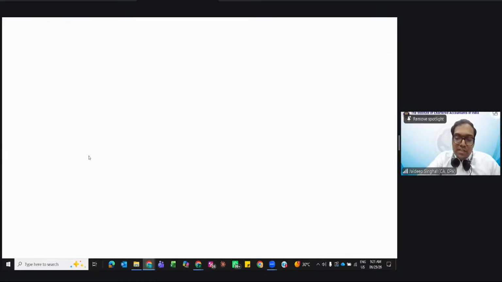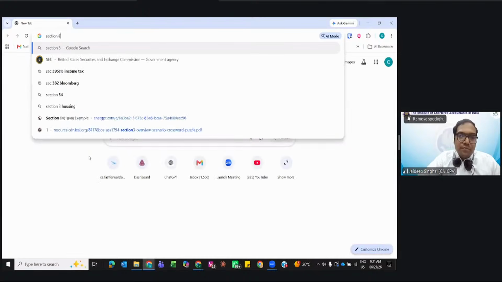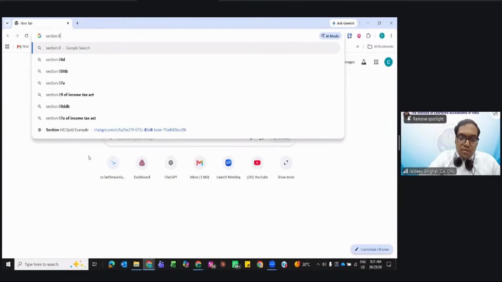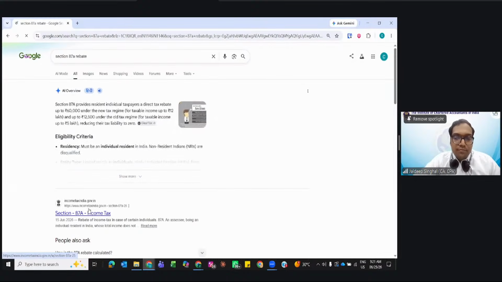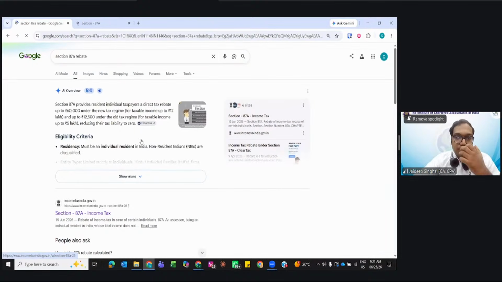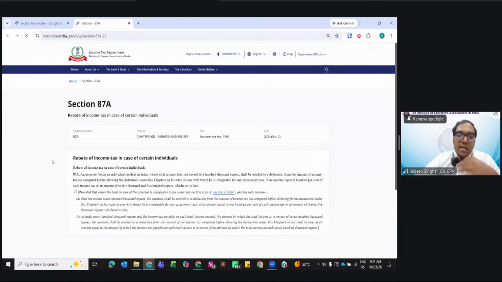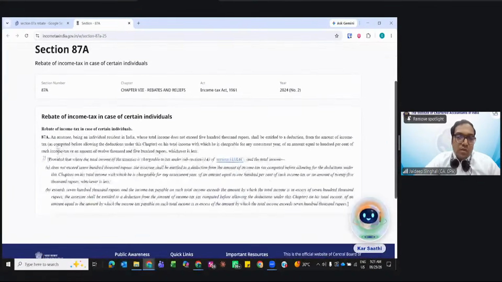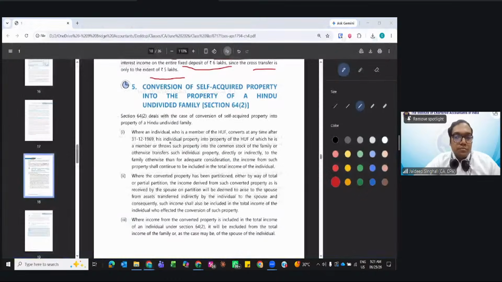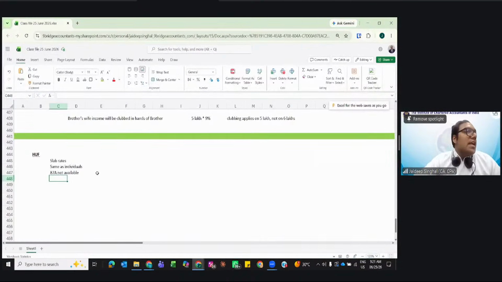Let's see section 87A, rebate. Can you see the starting language of it? An assessee being an individual resident. Is HUF covered? The answer is no. 87A not available.